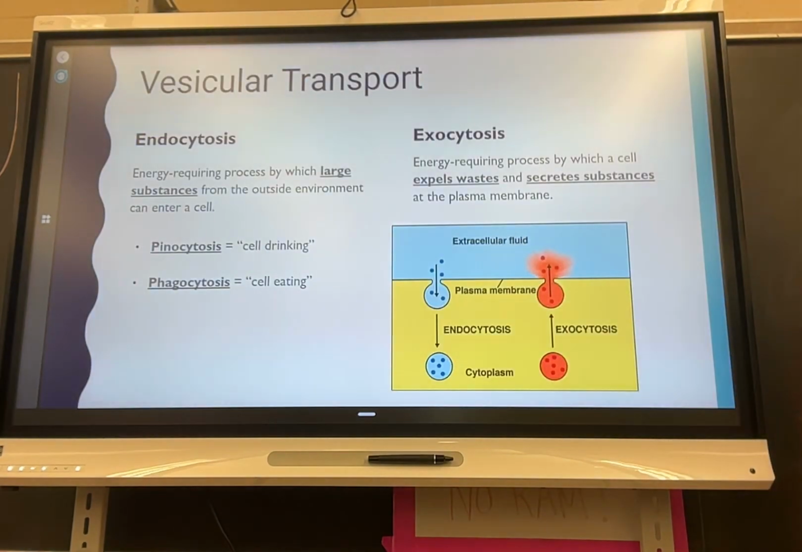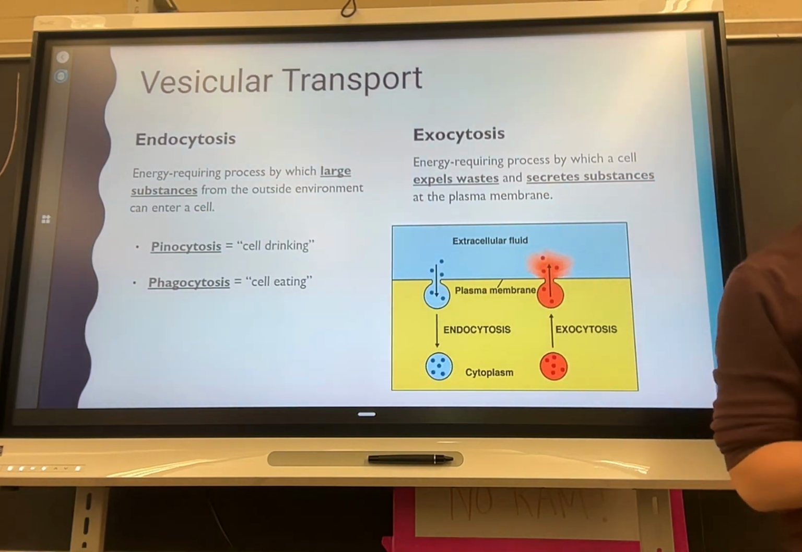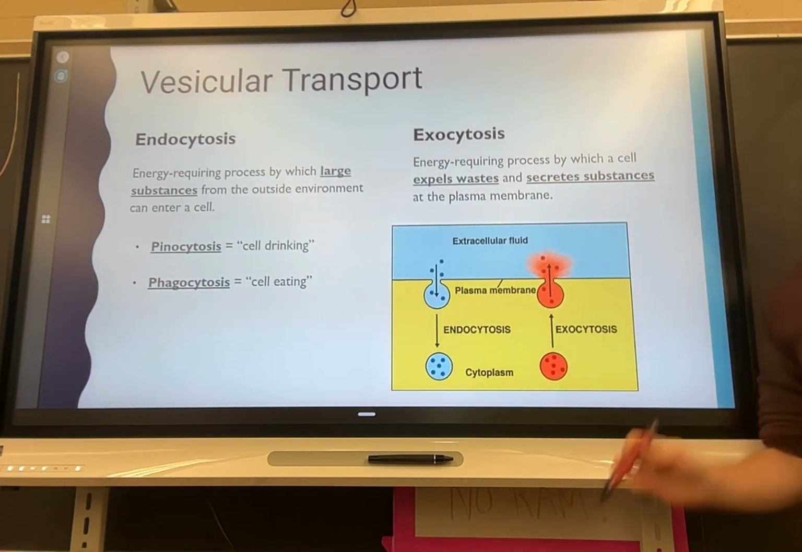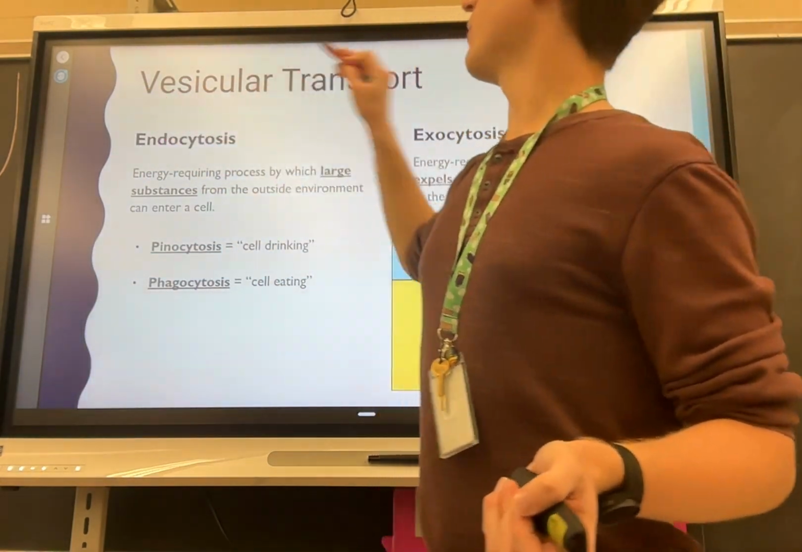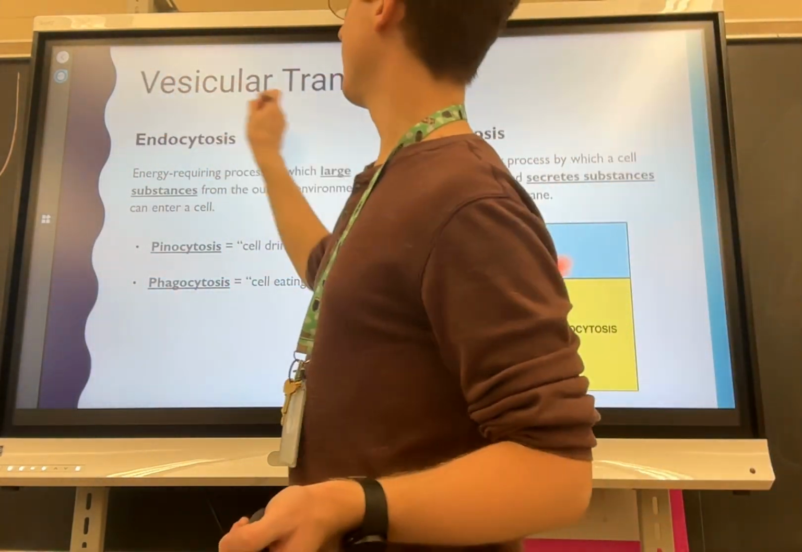Okay. In vesicular transport, so this is called vesicular transport. Where have we heard of something that sounded kind of like vesicular before?